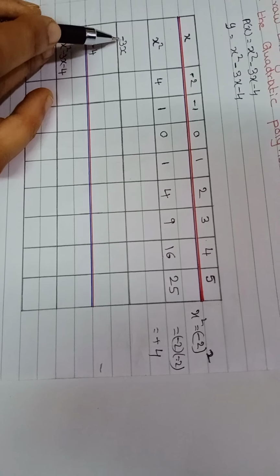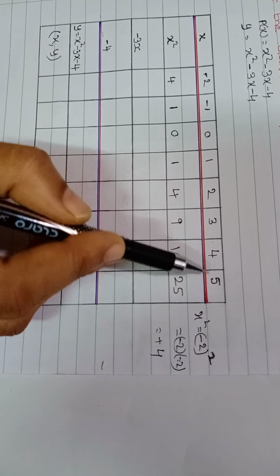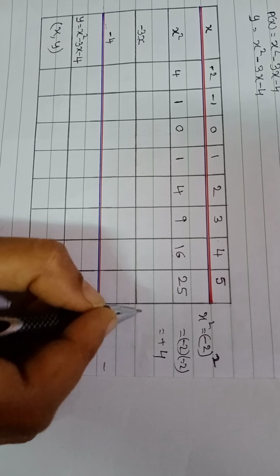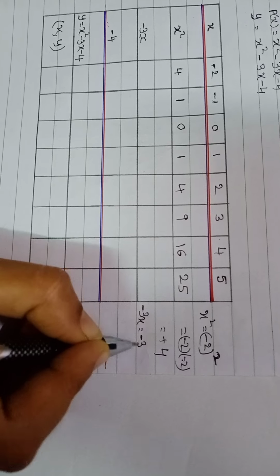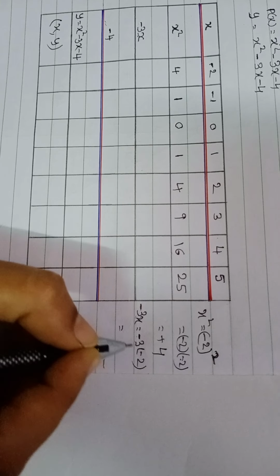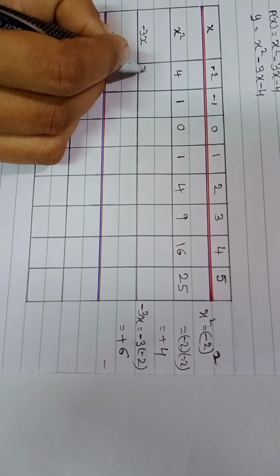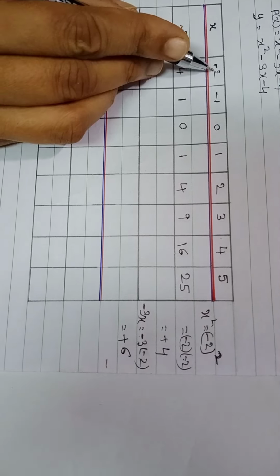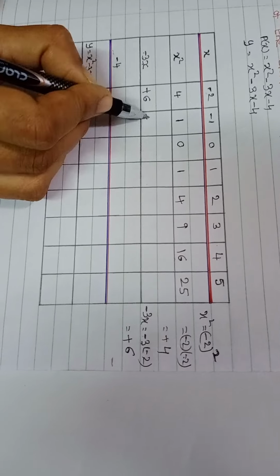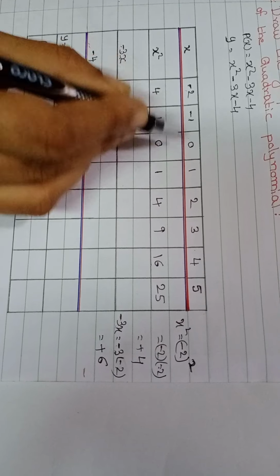And we find the next, minus 3x values. If x equal to minus 2, minus 1, 0, 1, 2, 3, 4, 5. Minus 3x. Minus 3 times x. First we take minus 2. Minus into minus plus, 3 times x, x replaced with minus 2. So that's why 3 twos are 6. Minus into minus plus, 3 ones are 3. Minus into plus minus, 3 zeros are 0.